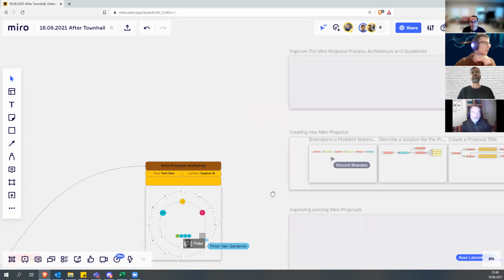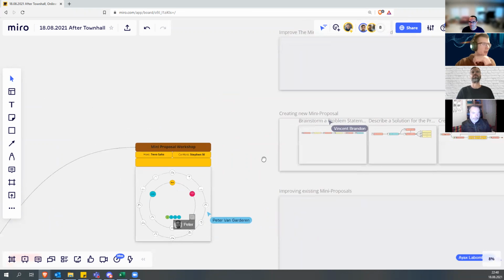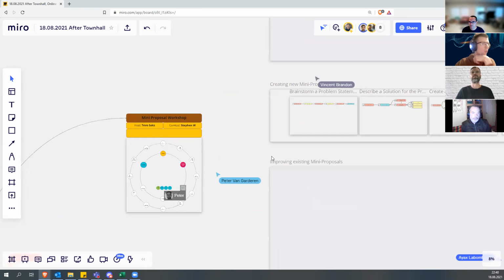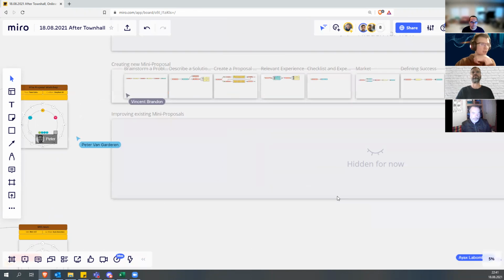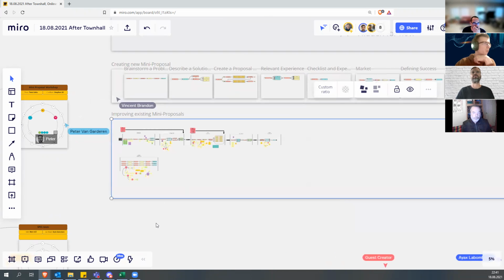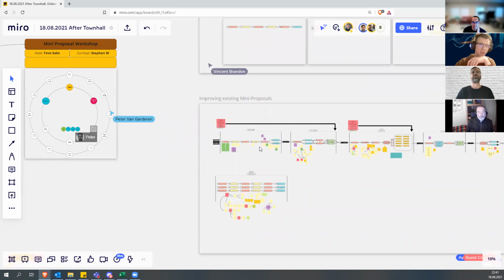And first, is anybody here who wants to improve other existing mini proposals? That would be an experiment where we take somebody else's problem statements and just continue it. That would be another experiment where we try to collectively improve somebody else's problem statements and solutions.